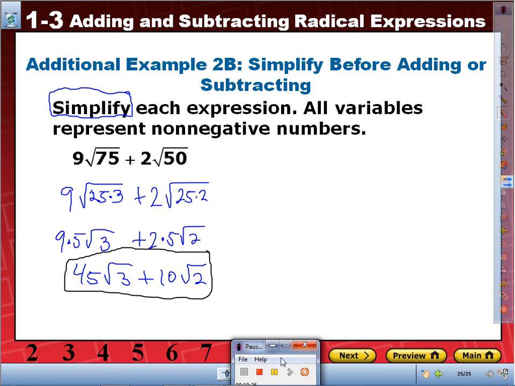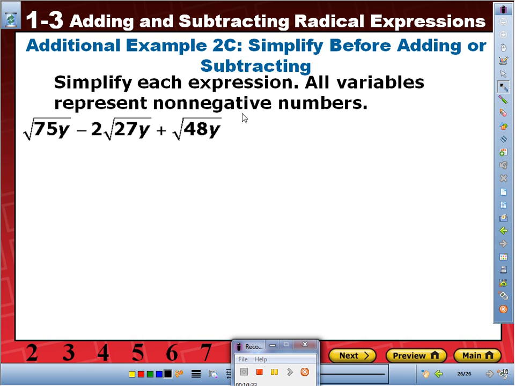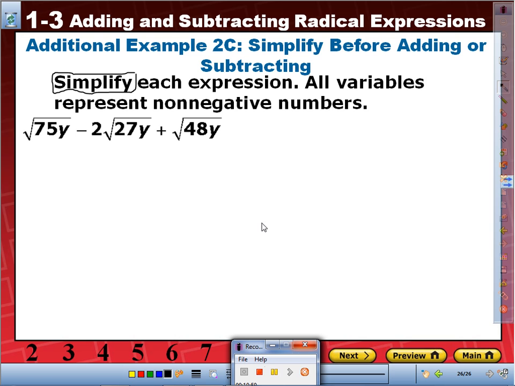Copy this next one down, please. Example 2C. Copy this one. Again, write the word simplify. And we have square root 75y minus 2 square root 27y plus square root 48y. See if you can do this one by yourself. Go. Okay, let's see.